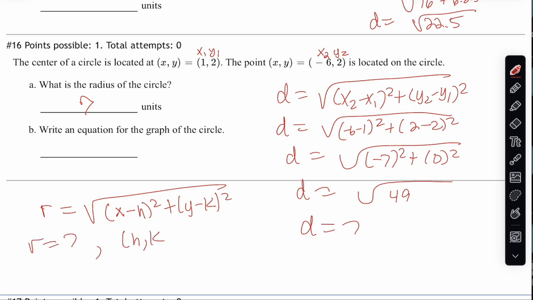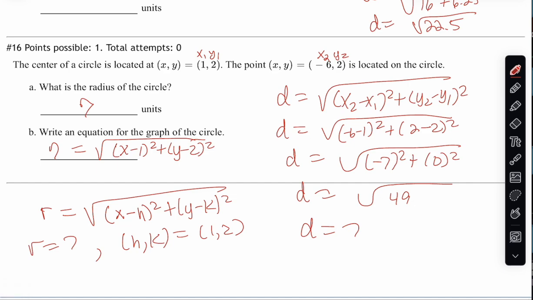Our (h, k) is, in this case, the center, which is located at (1, 2). Okay. So you just pop those things into the equation. So it's 7 equals the square root of x minus 1 squared plus y minus 2 squared. And that would be the equation of our circle. So that is example 16. And you know, this is a great review for you to use for the test. There you go. Good luck.